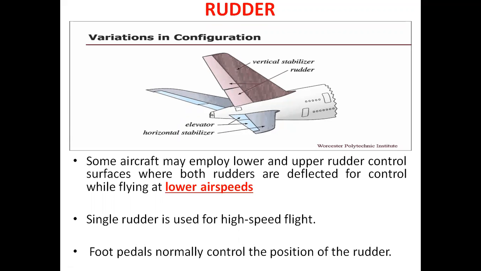If the aircraft is flying at higher airspeed, definitely the top rudder will get locked. What will happen if the top rudder gets operated? The air load will create a twisting force, and the top portion of the vertical stabilizer can be twisted or it can create damage. Now, a single rudder is used for high speed flight. Foot pedals normally control the position of a rudder in all aircraft.